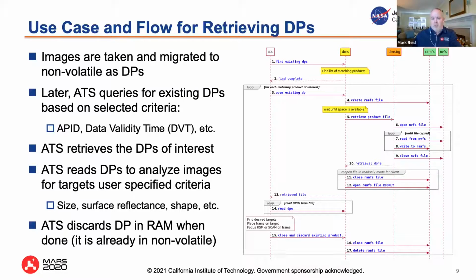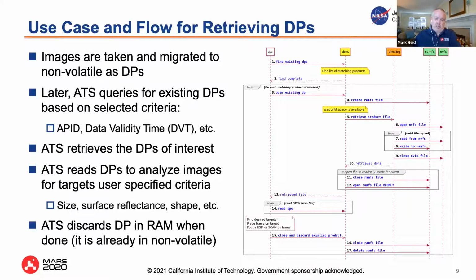At which point DMS will provide back a list of that matching data products. So that you see on the sequence diagram on the right, ATS says, hey, find some data products. DMS builds a list and says, all right, here you go. So then ATS next would then go and retrieve the data products of interest.